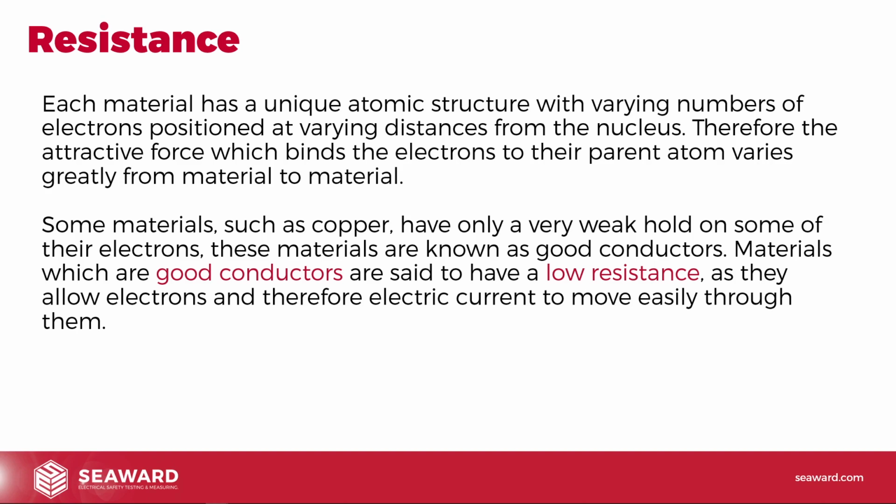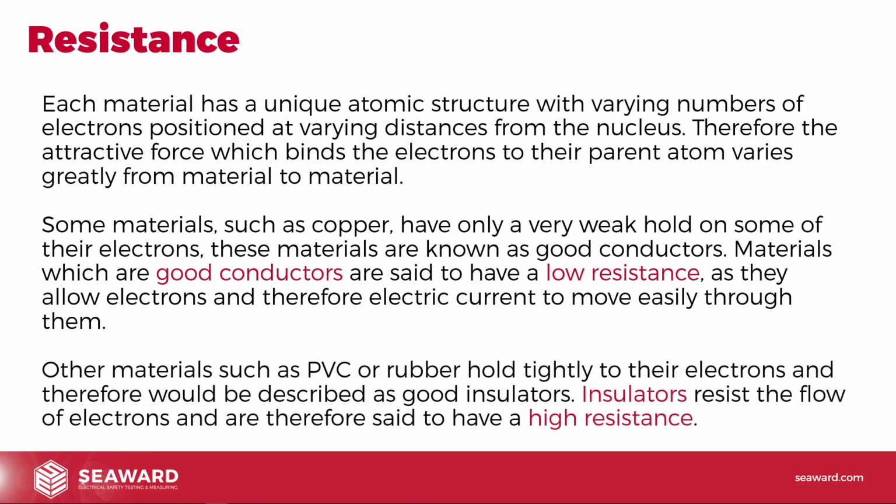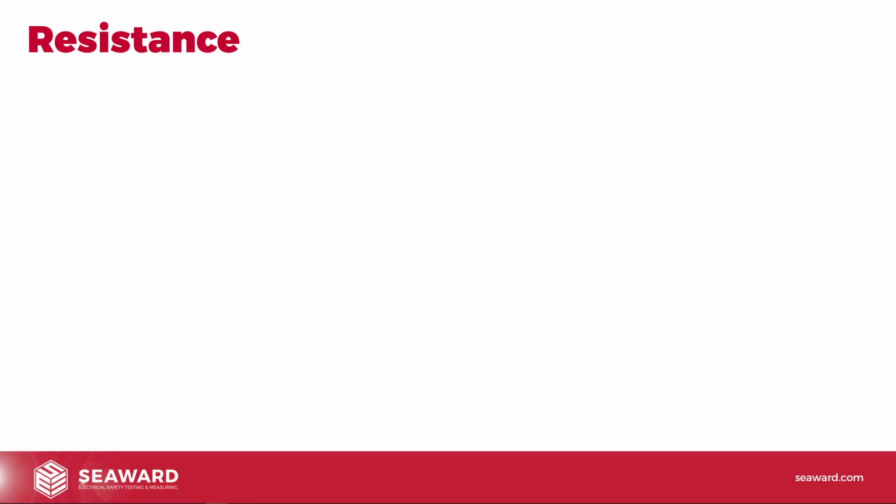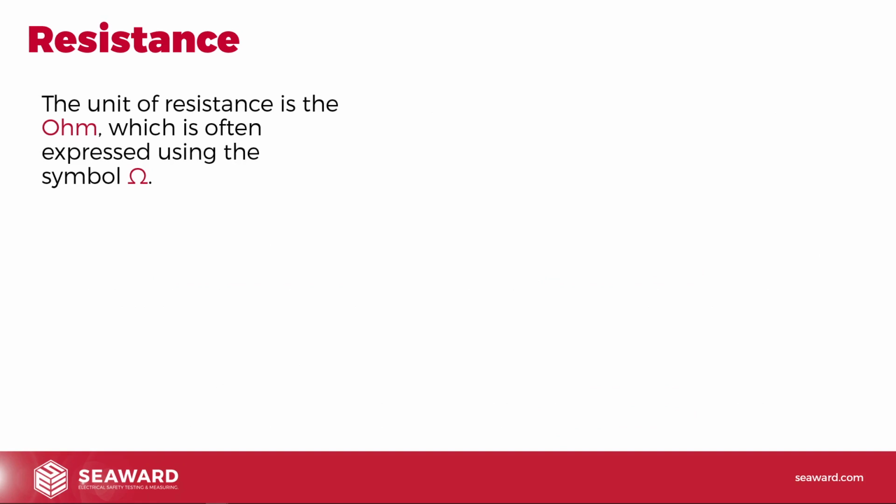Materials which are good conductors are said to have a low resistance, as they allow electrons and therefore electric current to move easily through them. Other materials such as PVC or rubber hold tightly to their electrons and therefore would be described as good insulators. Insulators resist the flow of electrons and are therefore said to have a high resistance. The unit of resistance is the ohm, which is often expressed using the symbol omega.